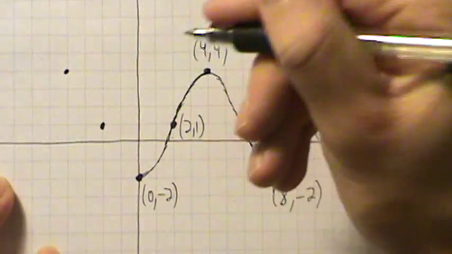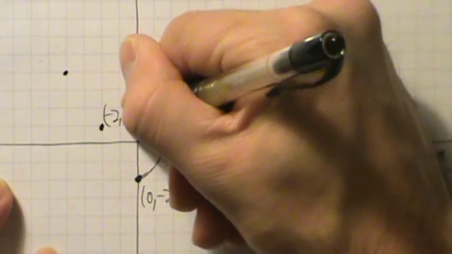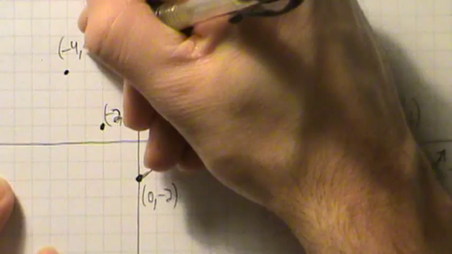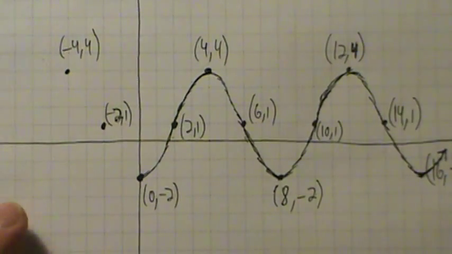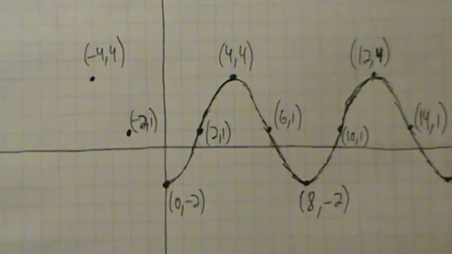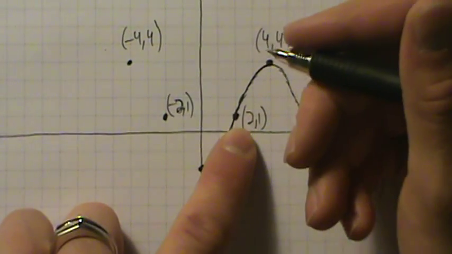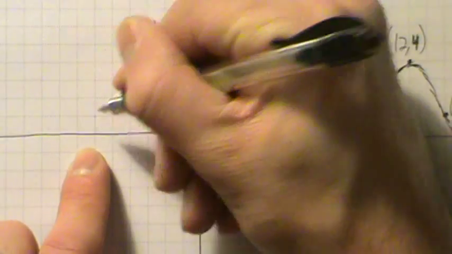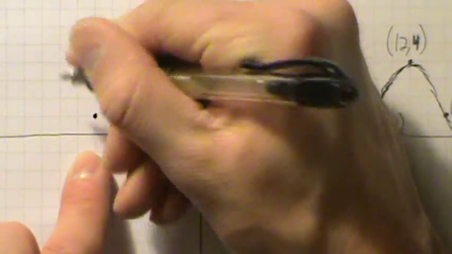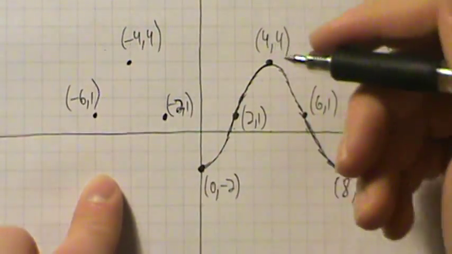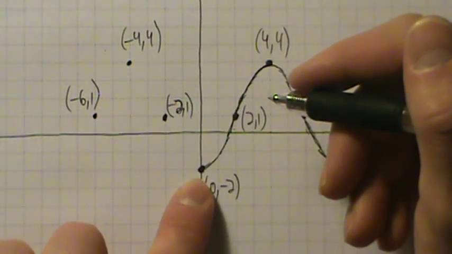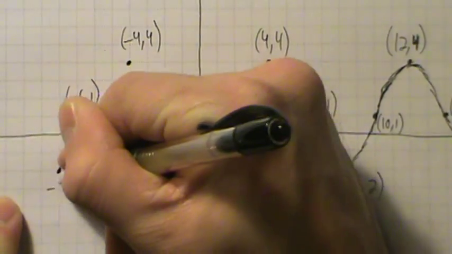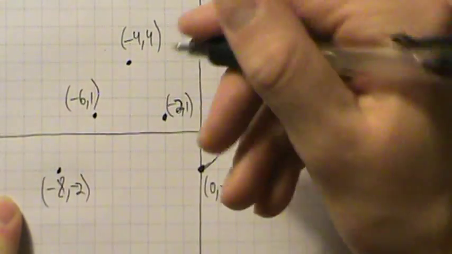Okay, so this is negative 2 comma 1, negative 4 comma 4, and what else is going on? So now 2 comma 1, if we go 8 units to the left, we're going to be at negative 6 comma 1. So that's right here, negative 6 comma 1. And then 0 comma negative 2, if we go 8 units to the left, we'll be at negative 8 comma negative 2. Okay.